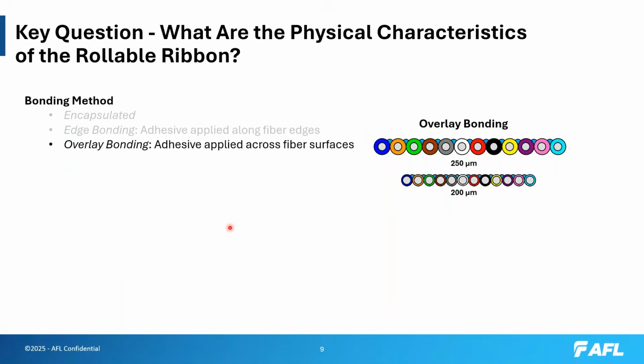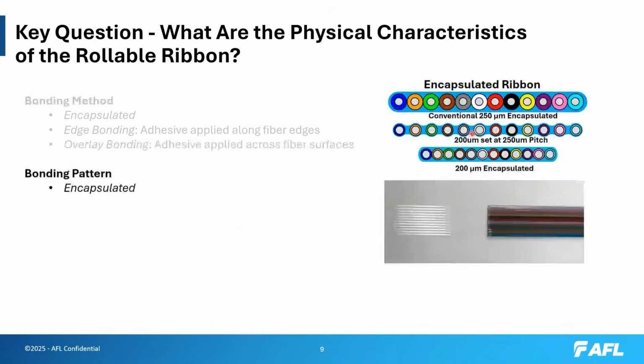Bonding patterns. Encapsulated ribbon, as you can see on the bottom, this is what you would see with the traditional rigid ribbon. On a scale of 1 to 10, spliceability, this is probably going to be a 10. Going to be very easy to splice, strip, clean, cleave. It holds its parallelness of the fiber very well during that process.